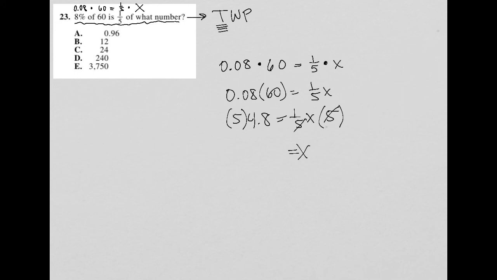And then 5 times 4.8 is 24, and therefore my answer, right? My answer is 24, which is choice C.